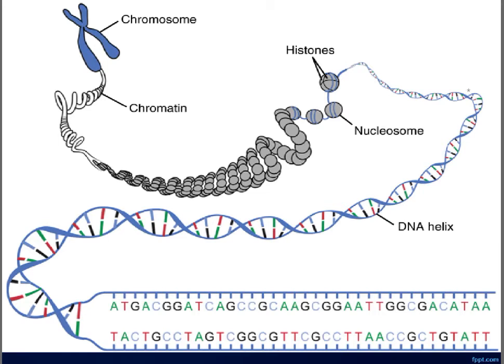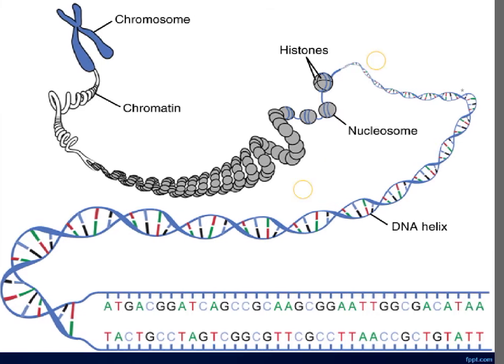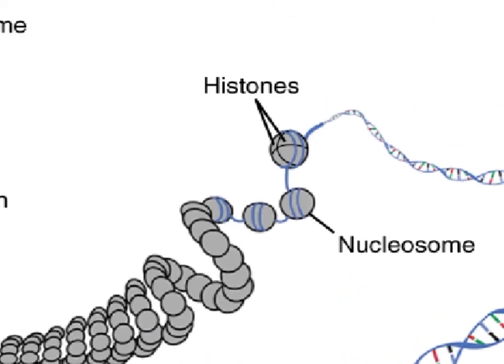The primary protein component of chromatin are histones. In this diagram, again I will zoom, and here you can see histones are present. So the primary protein components of chromatin are histones that help to organize DNA into bead-like structures called nucleosomes, by providing a base on which the DNA can be wrapped around.